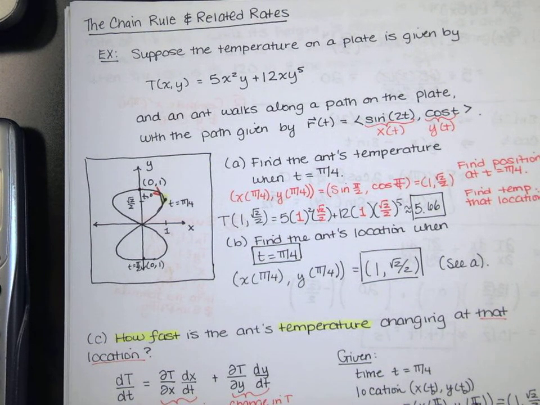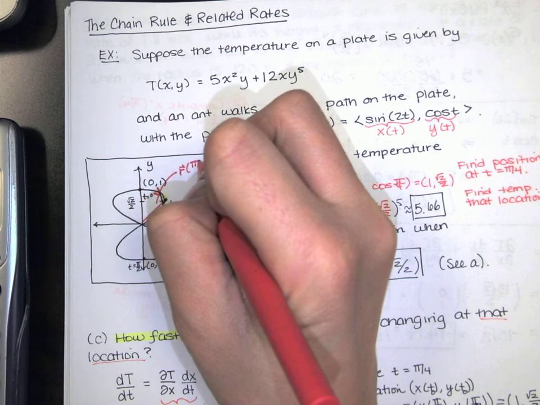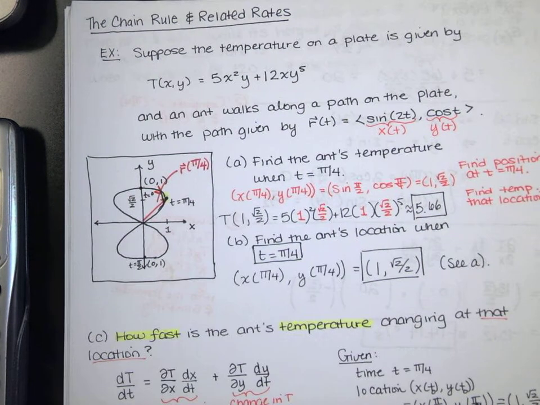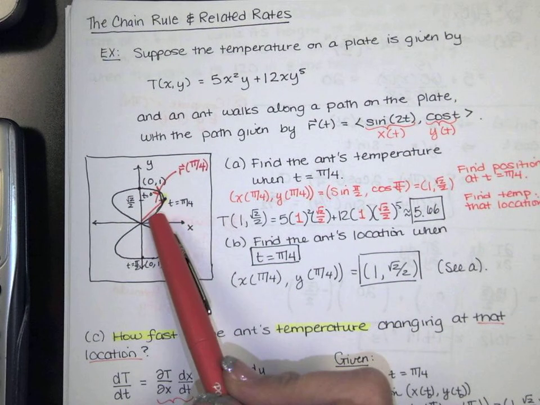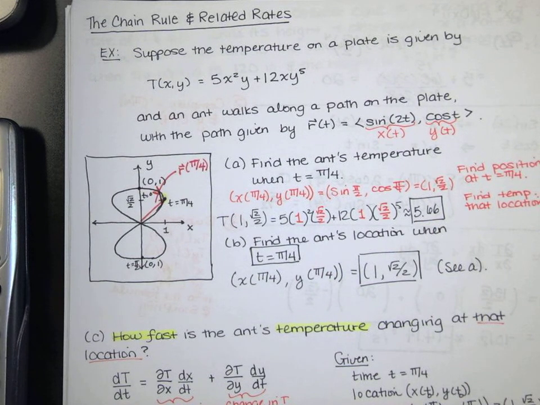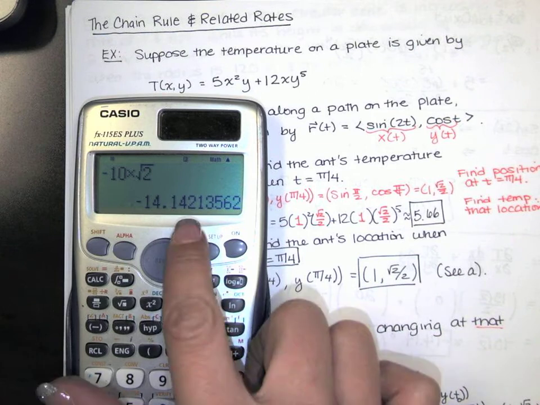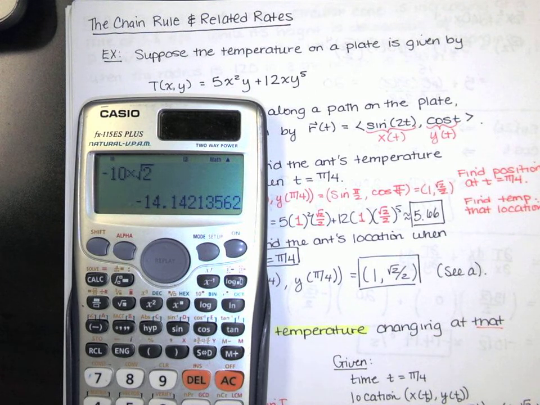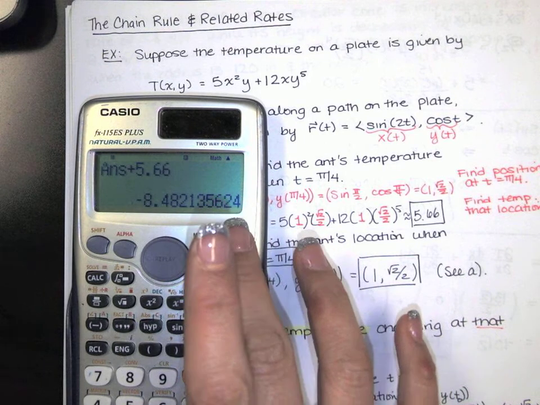So r of t equals pi over 4 is pointing right there. I keep saying pi over 2, I meant pi over 4. It's telling you that's where our ant is located. At that time, the ant is at that location, and its temperature is about 5.66. Well, according to our calculations, 1 second later, the temperature is going to be like 14 units less than that. So let's add 5.66 to this. So 1 second later, the temperature is going to be negative 8.48 degrees, if these temperatures were measured in degrees.